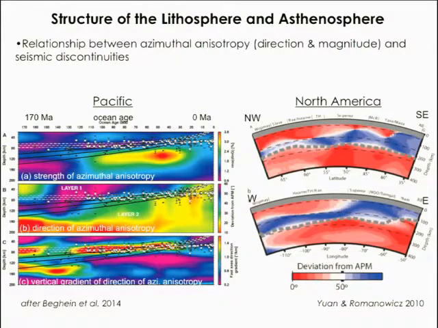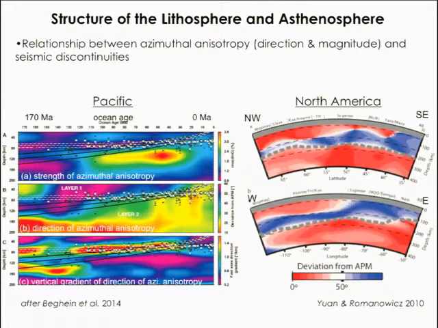So they image azimuthal anisotropy using surface waves and using SKS splitting measurements. And the results are summarized in these two cross-sections here. The top cross-section goes from northwest Canada, southeast pretty much to Alabama. And then the bottom cross-section is mostly west to east across the Canadian Shield.